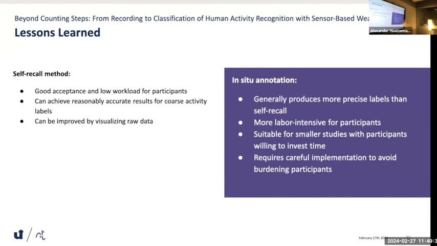In situ methods generally produce more precise labels than self-recall. However, they are more labor intensive for participants. For example, if you think about the app, you need to first remember that you should annotate, then you take out your phone, you unlock your phone, you open the app, you start the annotation, and you need to do the same thing again whenever you are ending the activity. So we think that this is more suitable for smaller studies where participants are willing to invest their time. Also, it requires careful implementation to avoid burdening participants.